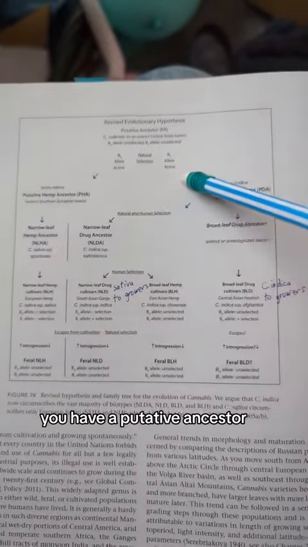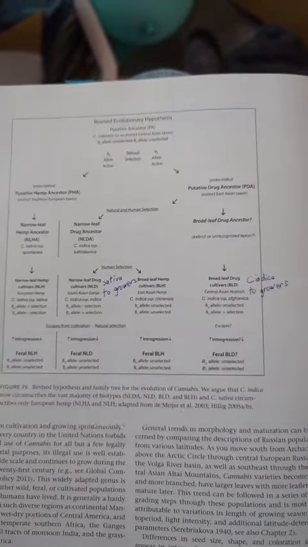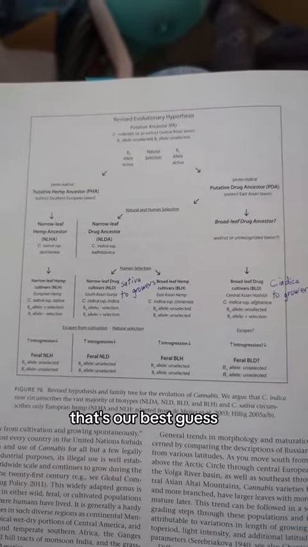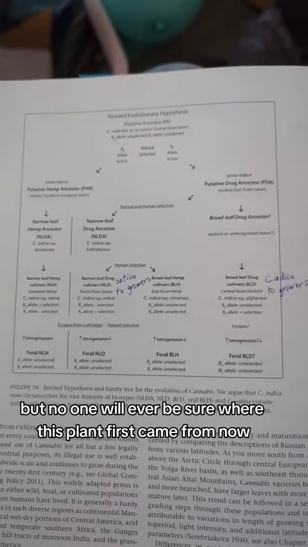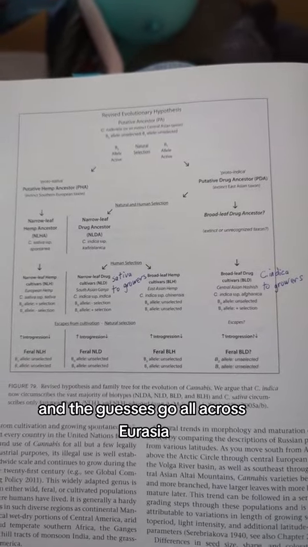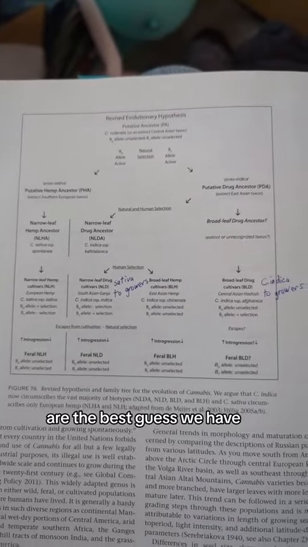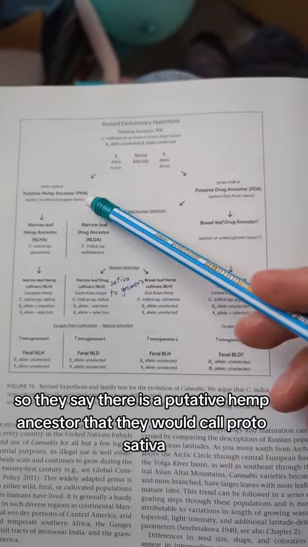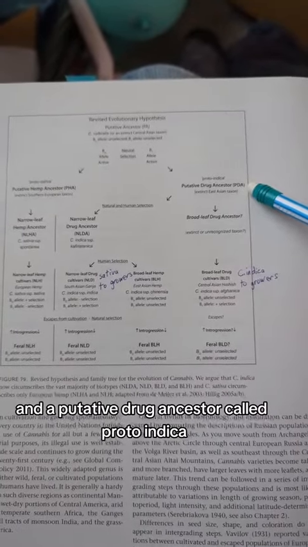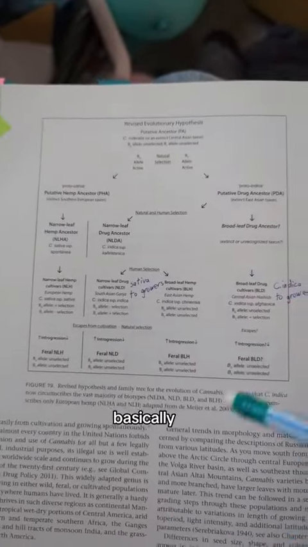You have a putative ancestor of cannabis up here that they call Cannabis ruderalis. This is now extinct. It was probably in Central Asia. That's our best guess, but no one will ever be sure where this plant first came from now. And the guesses go all across Eurasia, but Central Asian mountains are the best guess we have. So they say there is a putative hemp ancestor that they would call proto-sativa and a putative drug ancestor called proto-indica. Putative means guess, basically.